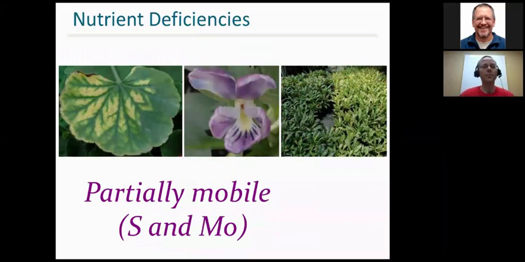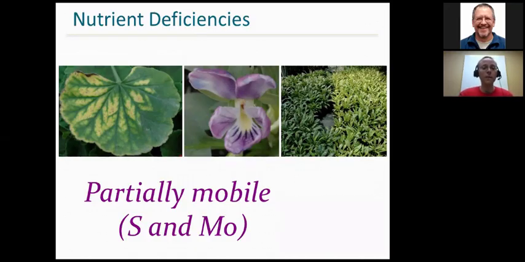So that wraps up our mobile elements, and hopefully you've started to see how I'm breaking this down to make our decision making much easier. I'm not looking at all the nutrient deficiencies and trying to decide which one it is. It's always a process of elimination. I decided that it was mobile. Now I only have 4 different elements to look at.